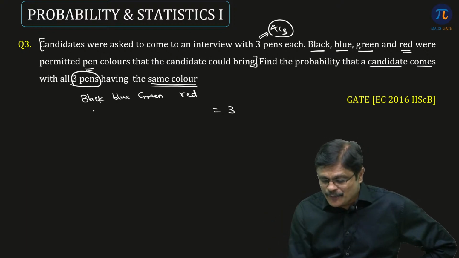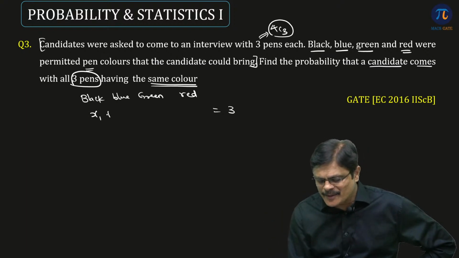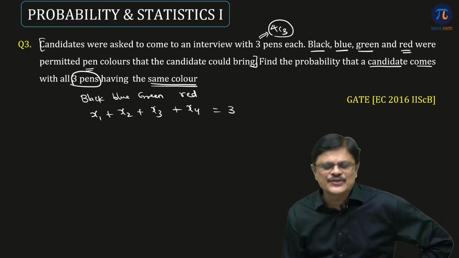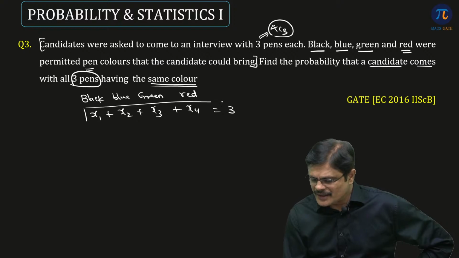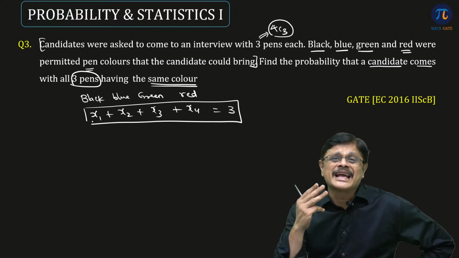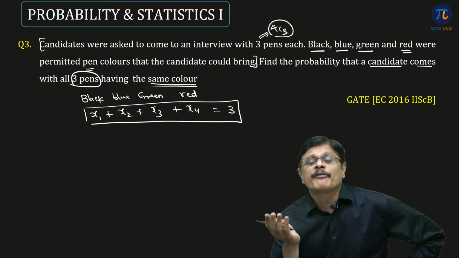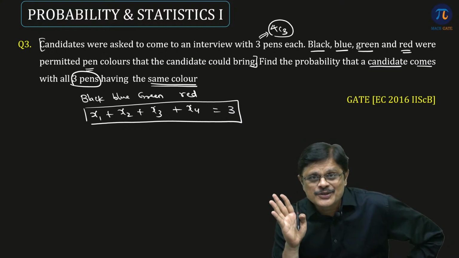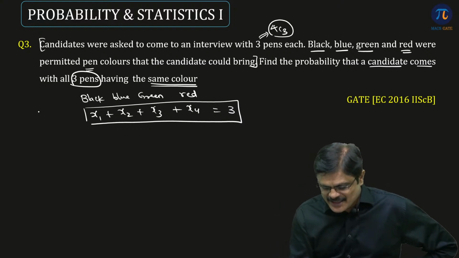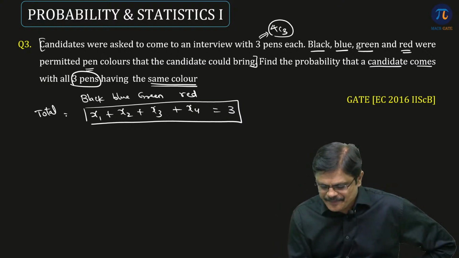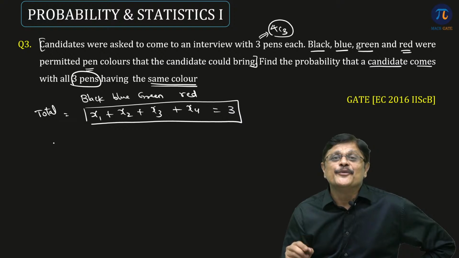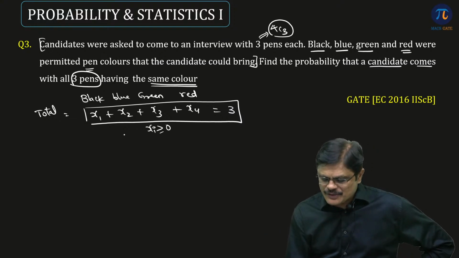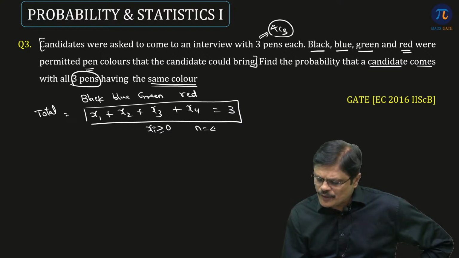Here, let us say black is x1, blue is x2, green is x3 and red is x4. We want to select 3 pens from 4 types where repetitions are allowed. So this is the total number of possibilities: combinations with repetitions where each xi is greater than or equal to 0. Here n is equal to 4, r is equal to 3.